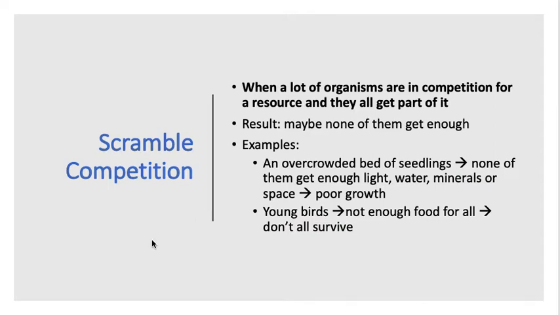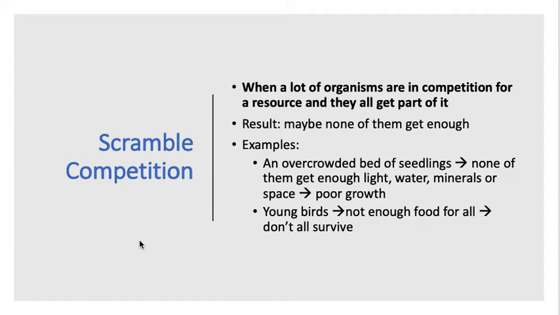Scramble competition, on the other hand, is when you have a whole lot of organisms in competition for a scarce resource and they all get a part of it. So they all get a bit of it. It's shared, if you like. However, the possible result of this would be that maybe none of them get enough of it. And an example of that would be if you plant your seedlings too close together. So if you don't spread out, for instance, your carrot seeds when you're setting them, if you don't spread out your carrot seeds enough, then the carrots will all grow kind of on top of each other, and none of them will get enough light or water or minerals or space, and you'll get poor growth.